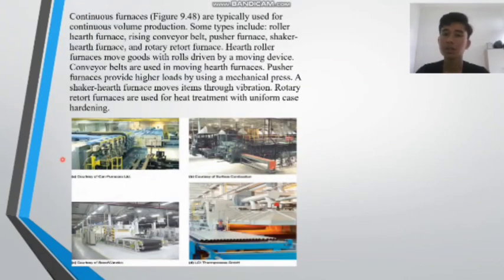Next, continuous furnaces, figure 9.48, are typically used for continuous volume production. Some types include roller-hearth furnaces, moving conveyor belt furnaces, pusher furnaces, shaker-hearth furnaces, and rotary retort furnaces. A roller hearth furnace moves goods with rolls driven by moving devices. Conveyor belts are used in moving belt furnaces. Pusher furnaces provide higher loads by using a mechanical press. A shaker-hearth furnace moves items through vibration. Rotary retort furnaces are used for heat treatment with uniform case hardening.